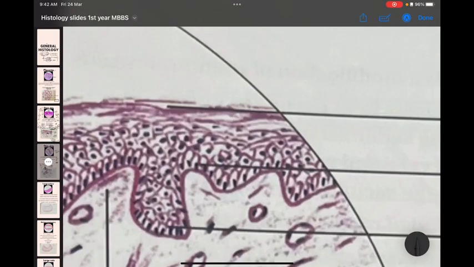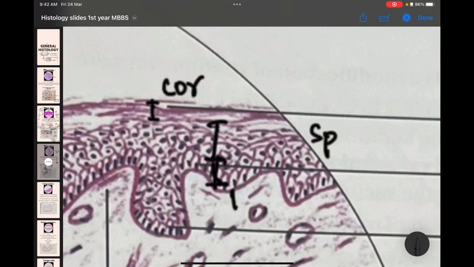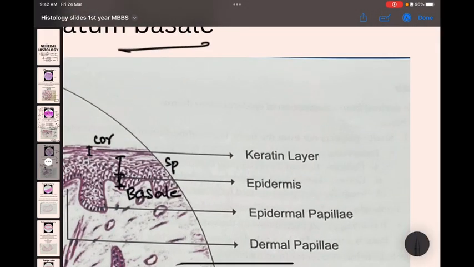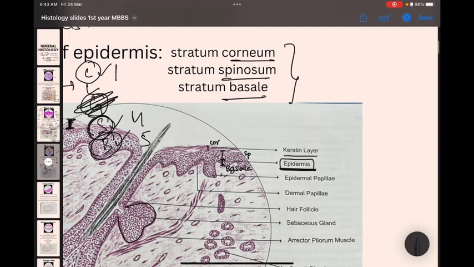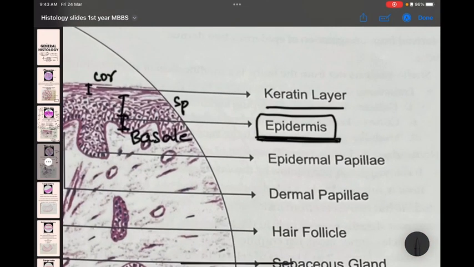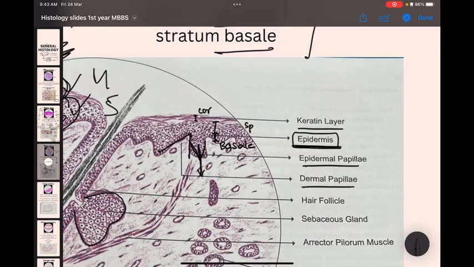See. This is corneum. Again, this is spinosum. This layer is called as basal. Done. See, they have told you keratin layer, and then they have mentioned epidermis. They have not mentioned the layers here. I have written the layer's name. You can write the layer's name also here. Invagination of epidermis into dermis is epidermal papilla, and then dermal papilla is invagination of dermis into epidermis. Done.